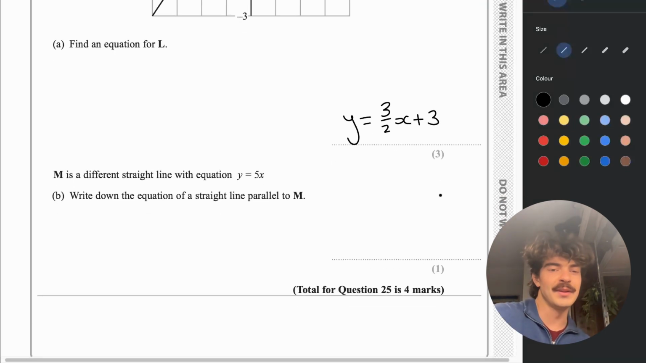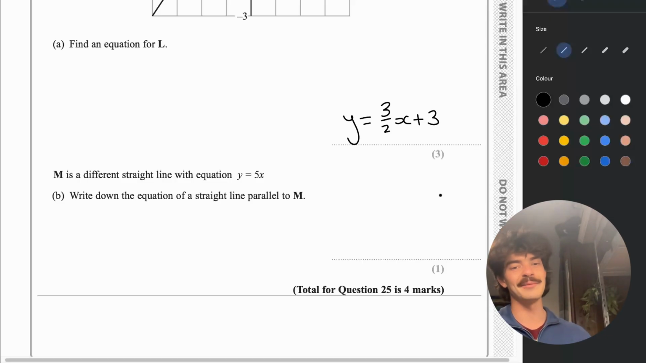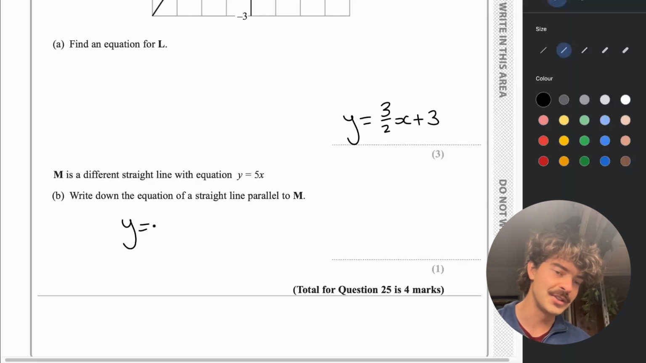M is a different straight line with equation y equals 5x. Write down the equation of a straight line parallel to M. So the idea of something being parallel is that it moves in exactly the same direction. Okay? Two lines are parallel if they never meet or cross. And the thing that defines what direction it goes in, well, that's gradient, right? Remember the y-intercept, well, that can move up or down, but if it's still going in the same direction, they're never going to cross.